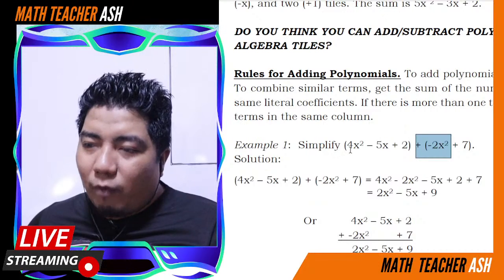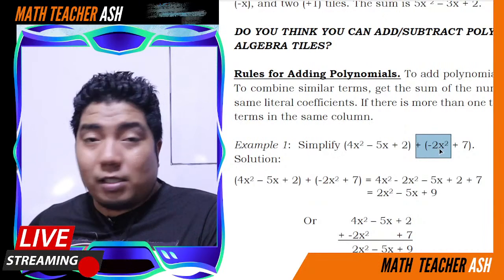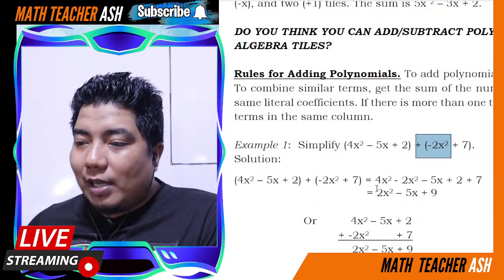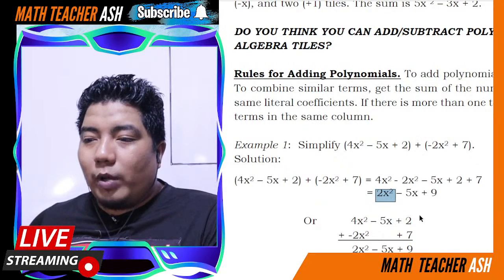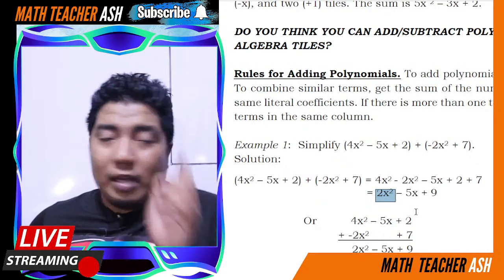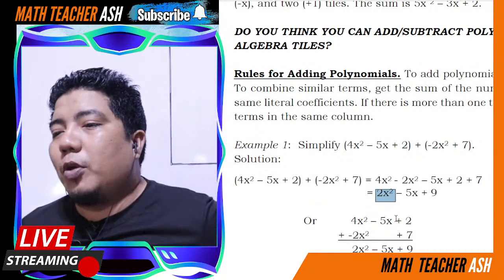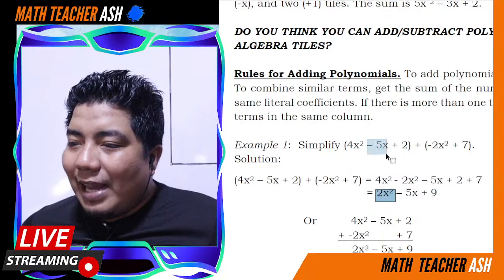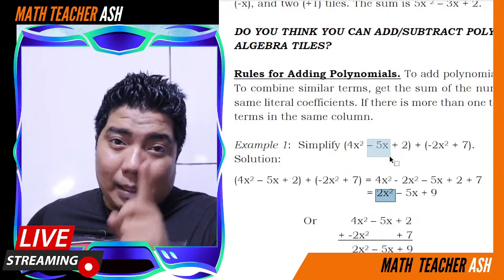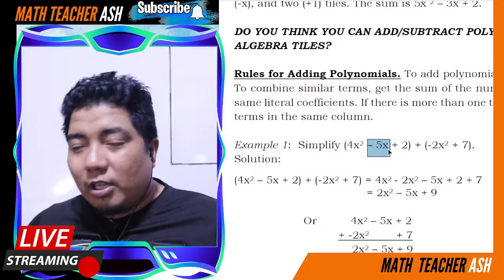So, positive 4 minus 2x. Okay? So, therefore, ang sagot, positive 2x squared. Kasi, negative yung isa. Yung isa, positive. Pag i-add mo, magiging minus yun. Okay. Next, we have negative 5x. This is in the power of 1. Kasi ang exponent ito, 1.